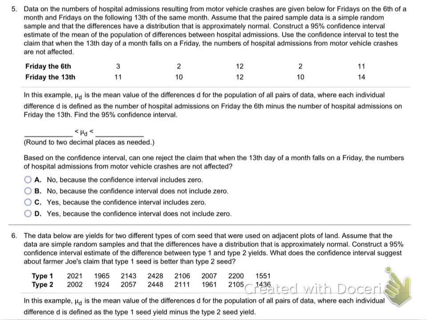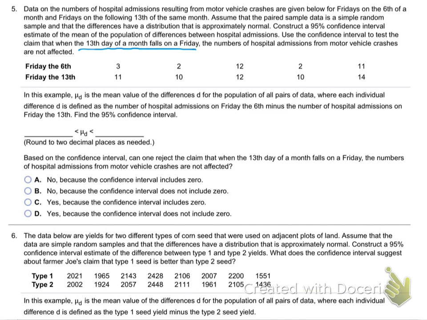Okay, so here we are in number 5. Data on the numbers of hospital admissions. Basically there's the idea that on Friday the 13th, maybe there are more hospital admissions, because people feel weird about that day, specifically when the 13th day of the month falls on a Friday. So we're going to test the old rumor that Friday the 13th has some special significance and more people go to the hospital because of accidents.